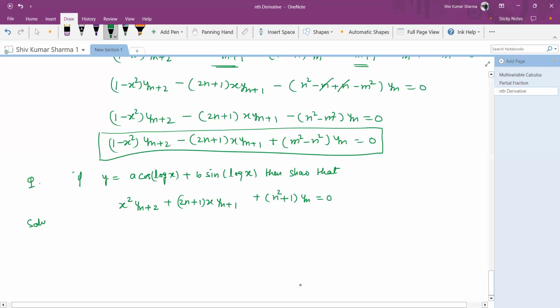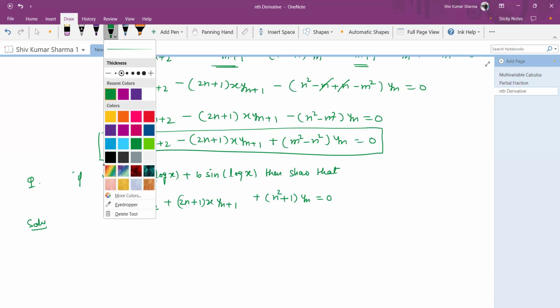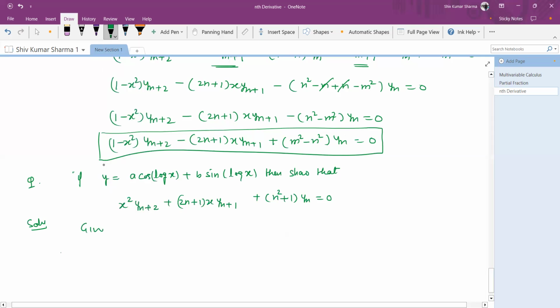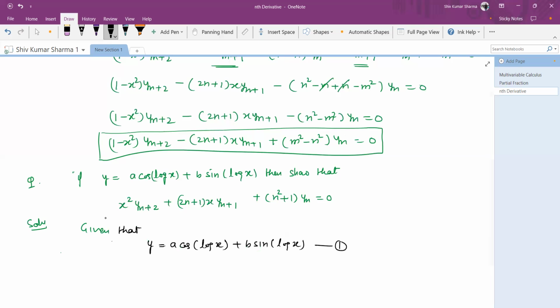So when we do the solution of this, we write down as given that y is equal to a cos log x plus b sin log x. So this is our equation 1. Same thing we have to do here also, because we require n plus 2. So we simply take two derivatives and then the n-th derivative by using the Leibniz theorem.